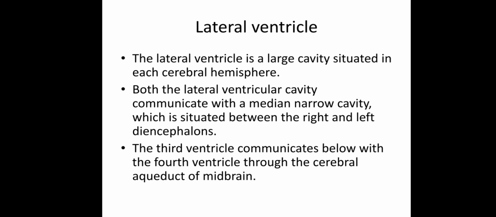The third ventricle communicates below with the fourth ventricle through the cerebral aqueduct of the brain. This means the lateral ventricle communicates with the third ventricle, and the third ventricle communicates below with the fourth ventricle through the cerebral aqueduct. The cerebral aqueduct is a passage or narrow tubular space which passes the cerebrospinal fluid from the lateral ventricle to the third ventricle.